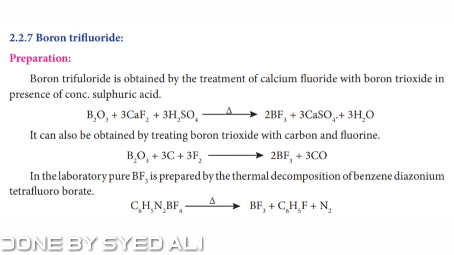Next we shall study about boron trifluoride. Preparation. Boron trifluoride is obtained by the treatment of calcium fluoride with boron trioxide in the presence of concentrated sulfuric acid. It can also be obtained by treating boron trioxide with carbon and fluorine. In the laboratory, pure BF3, that is boron trifluoride, is prepared by the thermal decomposition of benzene diazonium tetrafluoroborate.